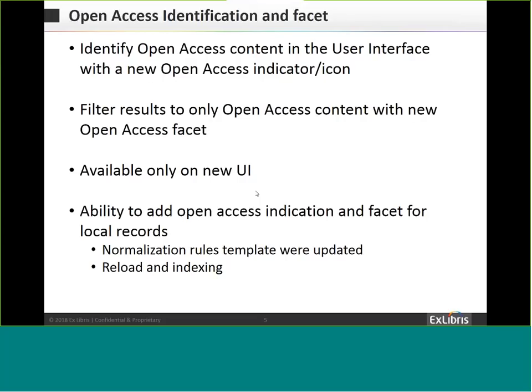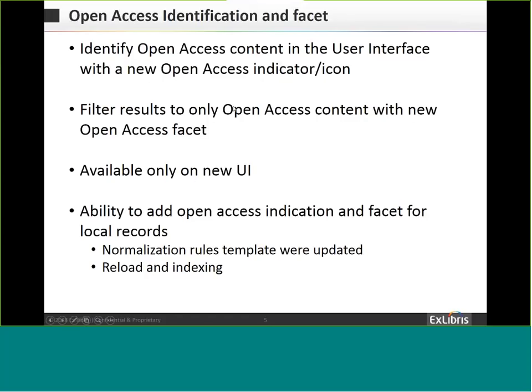We are doing that by displaying a special icon for open access on top of the new interface for those items that are flagged as open access. So there will be an open access icon on those records flagged as open access. And in addition to that, we are also allowing a facet for open access. We will allow the ability to filter the results only for the open access material for the patron. So as I said, both facet and icon are available only on the new UI.